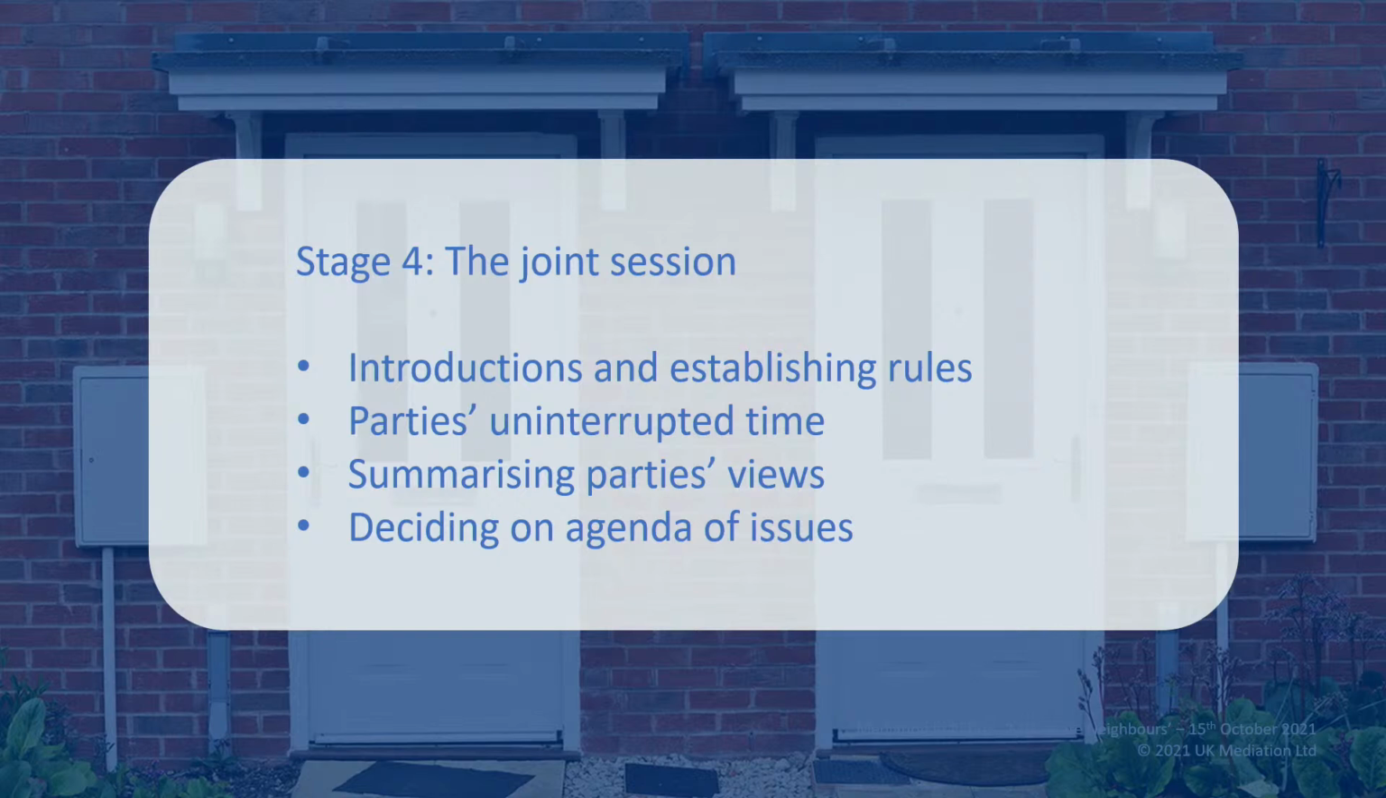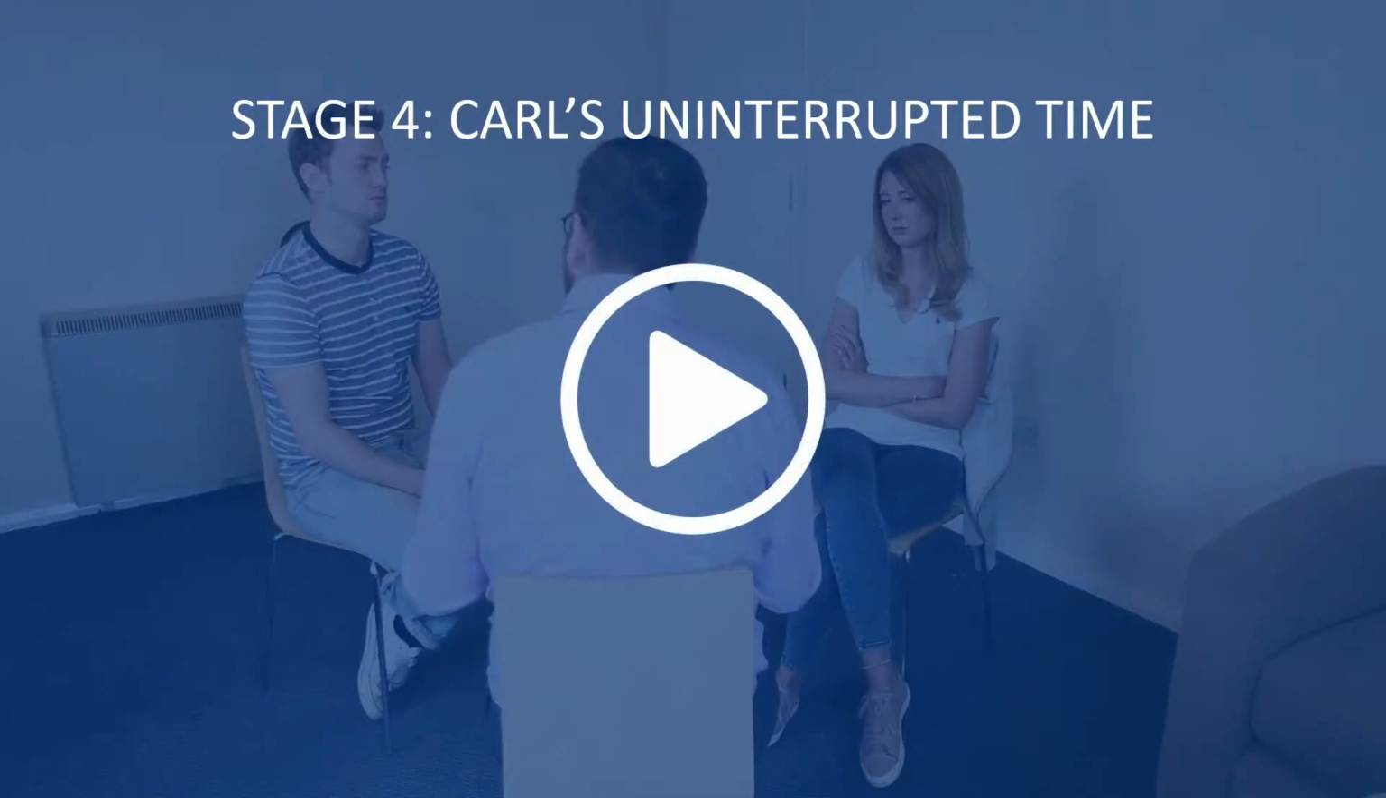So in this case it would be about the parking, the noise from music, the communal areas, and probably how they speak to each other if things go wrong as well. So the first part of the joint session, up to getting an agenda, is everything that we're going to see on the video just now. So let's see what happens at the beginning of the session with Carl's uninterrupted time. After we've done all the rule setting and the introduction, let's hear from Carl and see what he's got to say about the dispute with his neighbour.